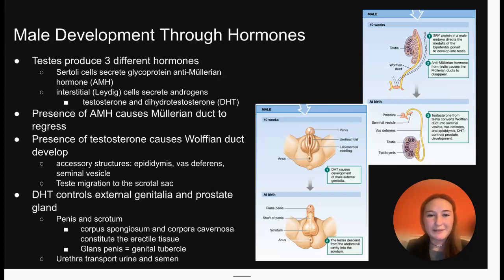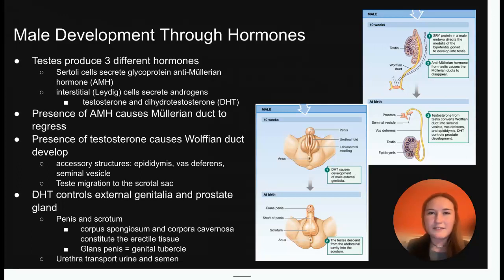So for male development, as we've seen, once there is the Y chromosome, that pretty much determines the first structure, which is the gonads, to turn into the testes. Those testes start to produce three different hormones, and those hormones will control the internal genitalia and the external genitalia. The testes will produce the hormone known as glycoprotein anti-Müllerian hormone, also AMH, and those are produced by Sertoli cells. That causes the Müllerian duct to regress.